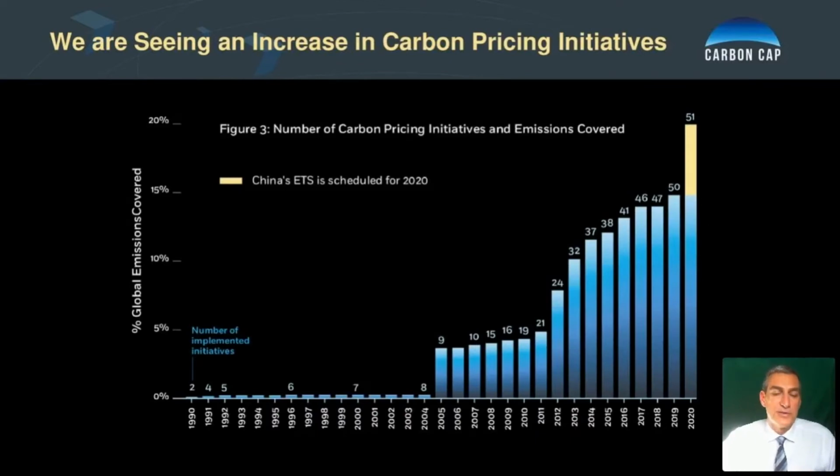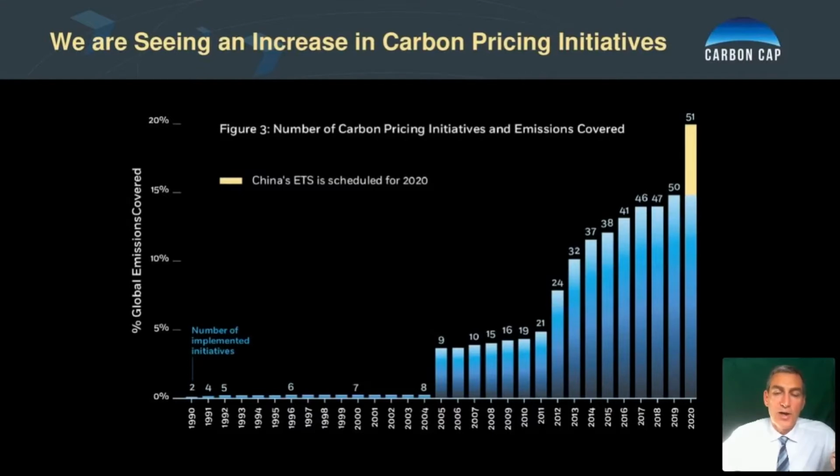The World Bank has produced this. There are two ways to price carbon emissions. One way is to tax carbon emissions, and the other way is a cap and trade system where emissions are capped and the underlying companies can trade the carbon.